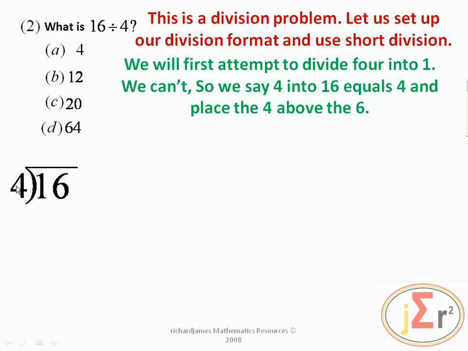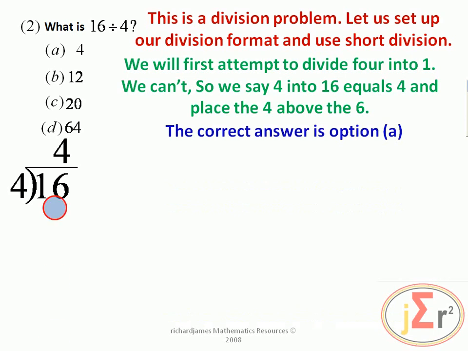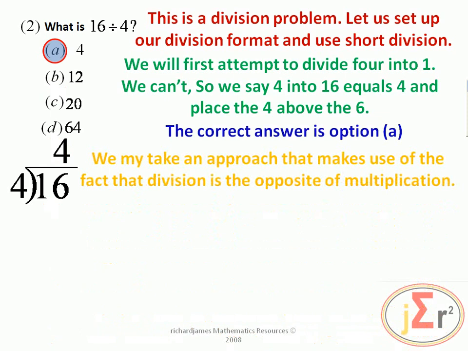So 4 into 16 goes how many times, Jerry? 4 times. Jerry said 4 times. So 4, 4, 16. So 4 into 16 goes 4 times. The correct answer is therefore Option A. So option A is our correct answer.